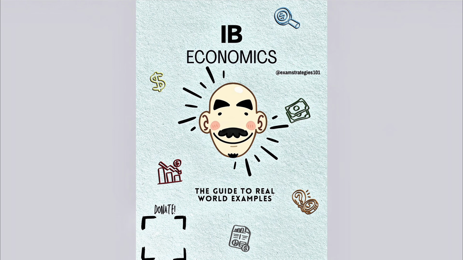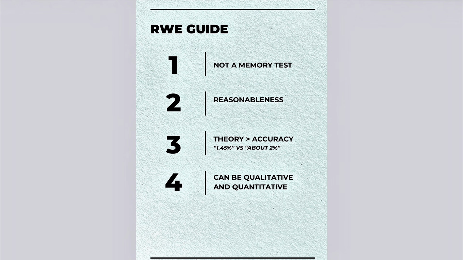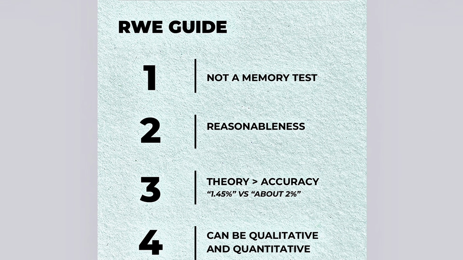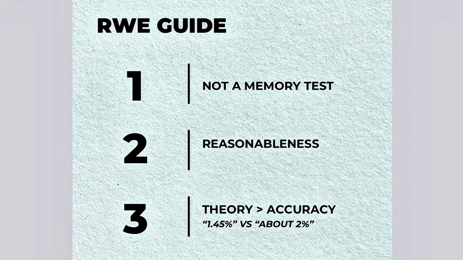In this video, I'm going to be guiding you on how to effectively apply real-world examples to your 15-mark questions for Paper 1. I want to stress that the real-world example is not a memory test. You are not expected to have extensive research on the company. You don't need to memorize the exact numbers such as percentage of market share, unemployment rates, or how much debt the US government is in to the dollar. As long as your real-world example is reasonable, this will be more than sufficient.